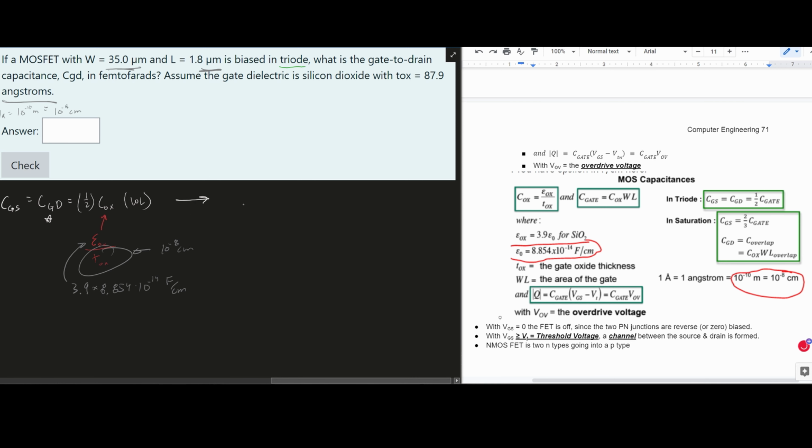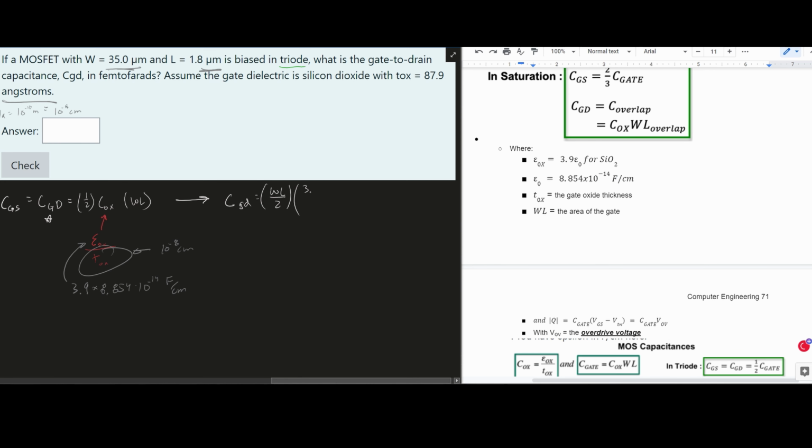So going here, we have our equation as CGD is equal to 1/2, and let's actually put all of our constants together. We'll have our W times L over 2. And then we are going to have our 3.9 times our 8.854 times 10 to the negative 14. And this is all going to be divided by our TOX. Now remember, this is in farads per centimeter, so it's going to be the same for what we have, the 10 to the negative 8 centimeters.